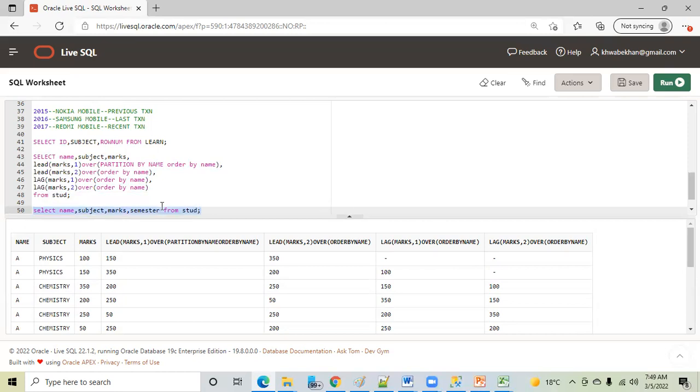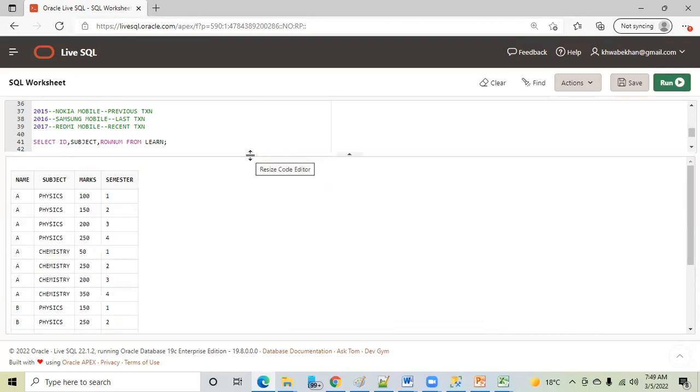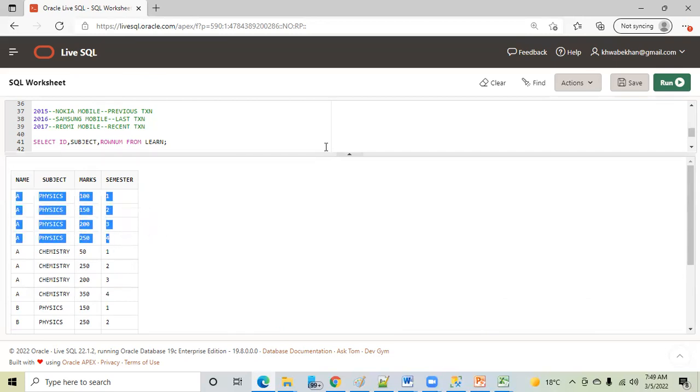This was the original data. Now suppose the question is, listen to this very carefully. They want to fetch those students whose marks have continuously increased with the semester. This is my LinkedIn question. Is the question clear? Yes, whose marks have continuously increased with the semester.